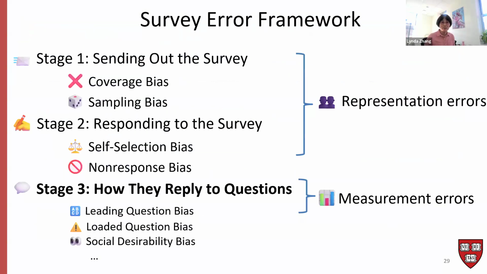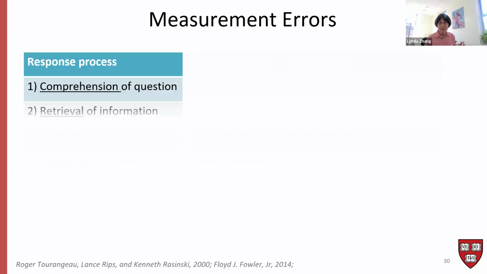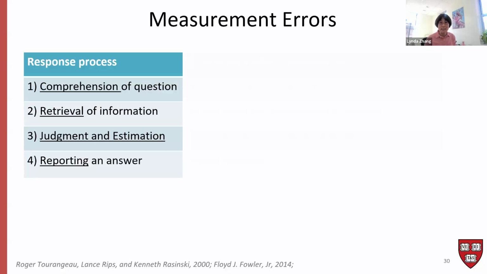So now let's focus on the third stage, which is the focus of today. When respondents answer your survey questions, if there's a discrepancy between the answers they provide and the true value, if we know the true value, it will result in measurement error. So how does it happen? Cognitive theory states that when respondents answer their survey questions, they're said to go through 4 stages.